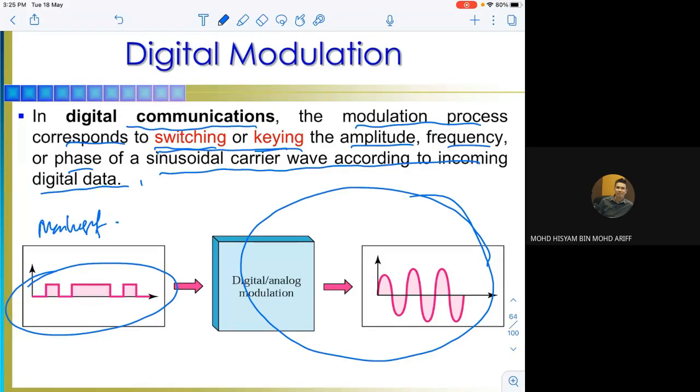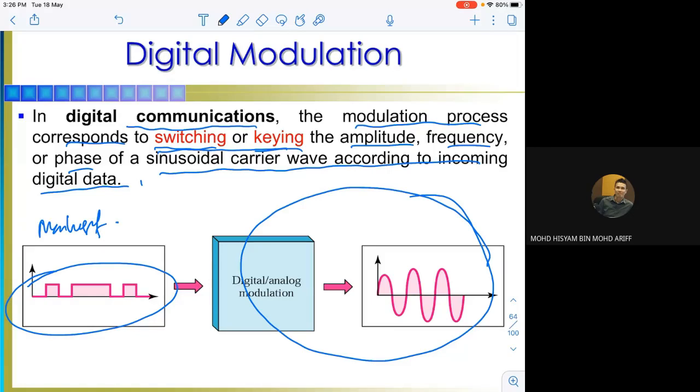Okay? Macam yang before this, you belajar pasal analog modulator. Combine the carrier with information signal. Okay, itu yang you belajar dalam analog. Now, digital modulation, dia ada juga modulator. Okay, modulator kita tak gunakan combine lagi.